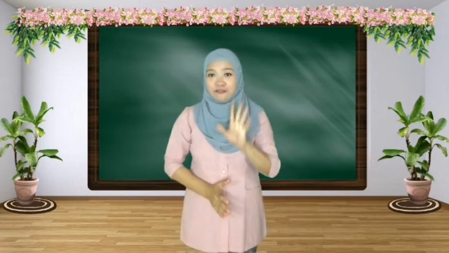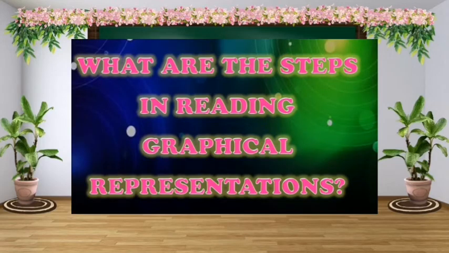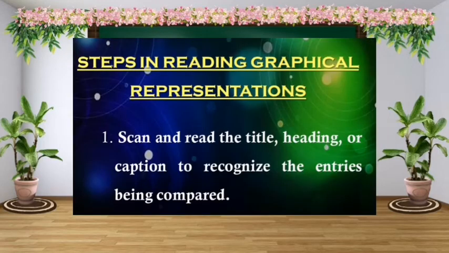There are actually 5 guidelines in giving a representation on a graphics provided with a text. Now, what are the steps in reading graphical representations? The first step in reading a graphical representation is, first, scan and read the title, heading, or caption to recognize the entries being compared. It means you have to read and scan for analysis of the title, the heading, and the caption from the given text that you are going to make a graphical representation with.